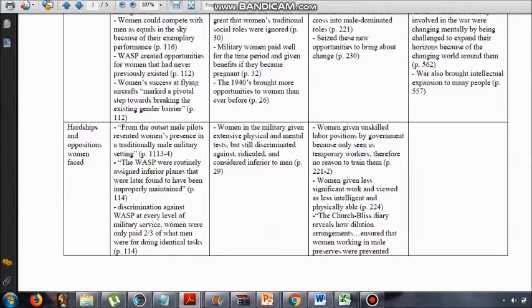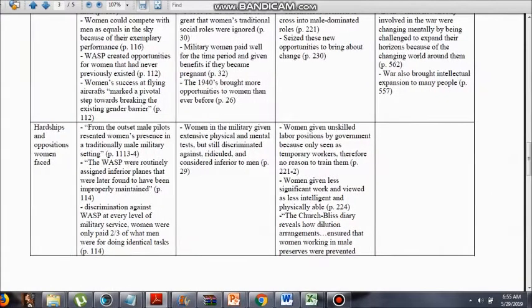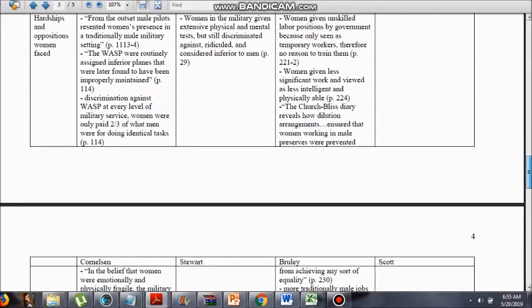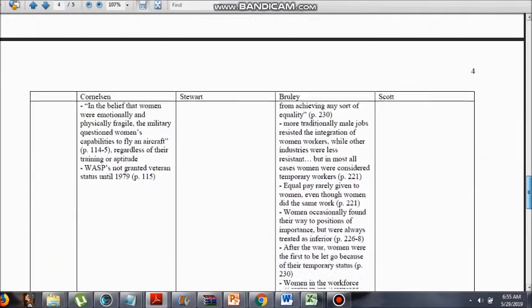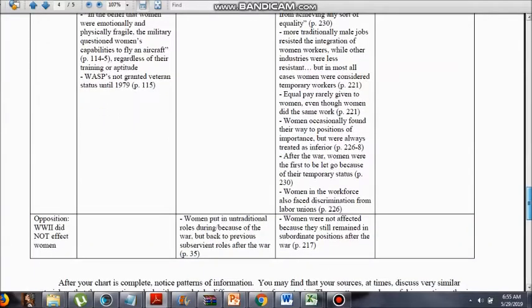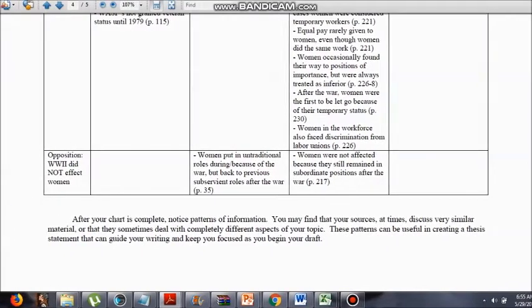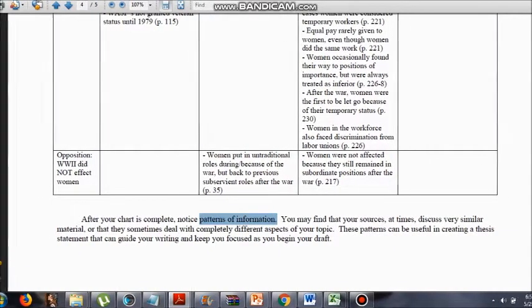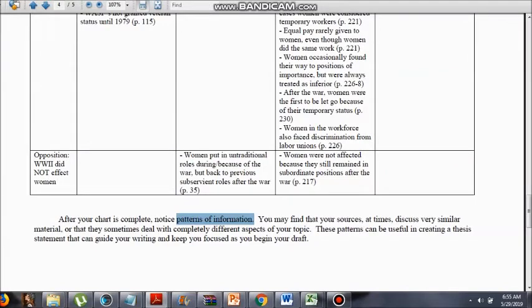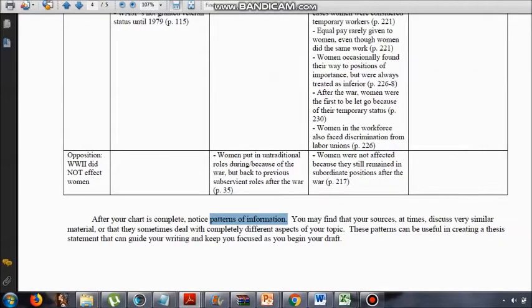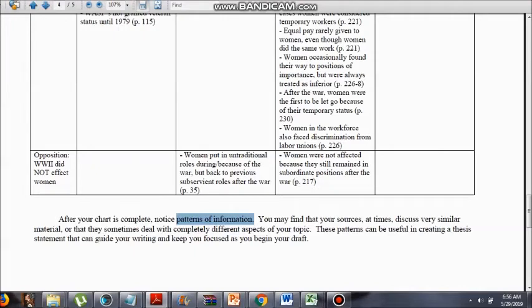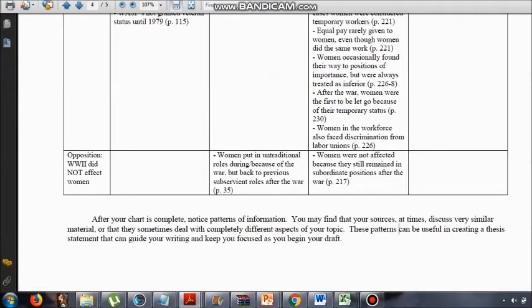Okay, now let's go for Bruley, what he has to say. Women given equal opportunity. So here you can see what Connelson has said, what Stewart is telling us, what Bruley, and what Scott has said. Women born in 1920s found new doors open to them where they once would have encountered brick walls, page number 526. So can you see all the 4 talking about women and what alteration the women's role was in World War II. Similarly, if I go for the next point, that is on hardships and oppositions women faced.